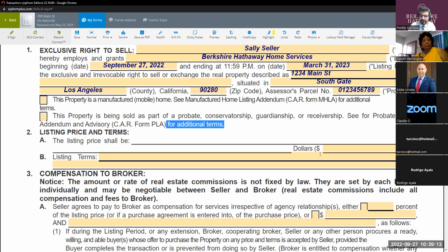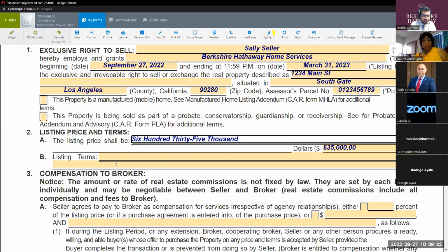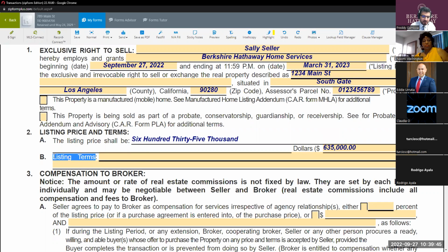Number 2. So if the house is going for 650, I would definitely put it for what? 635, right there. Now, to be or not to be, that is the question. So when it comes to listing terms, please open your mic or put it in the chat box. What do you guys think, or what have you used if you have taken a listing in the past? What have you put here when it comes to listing terms?